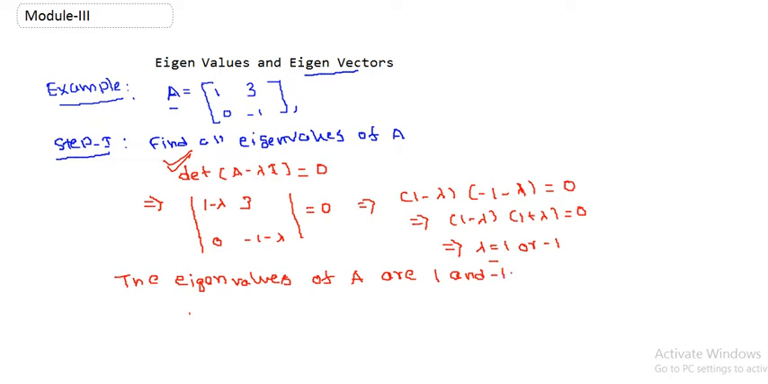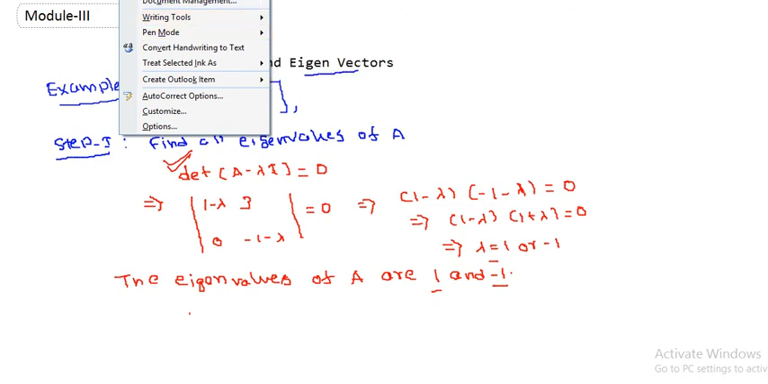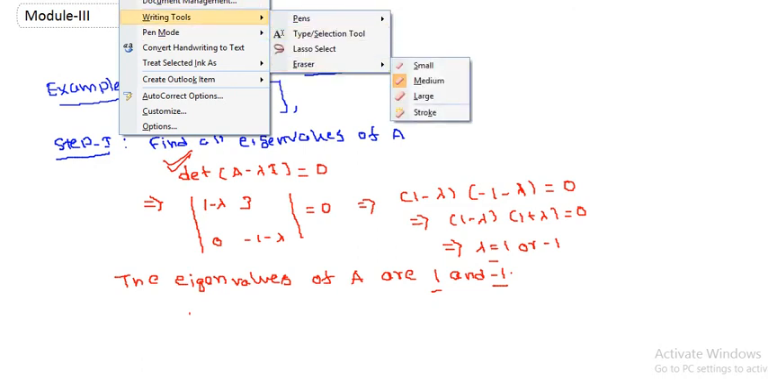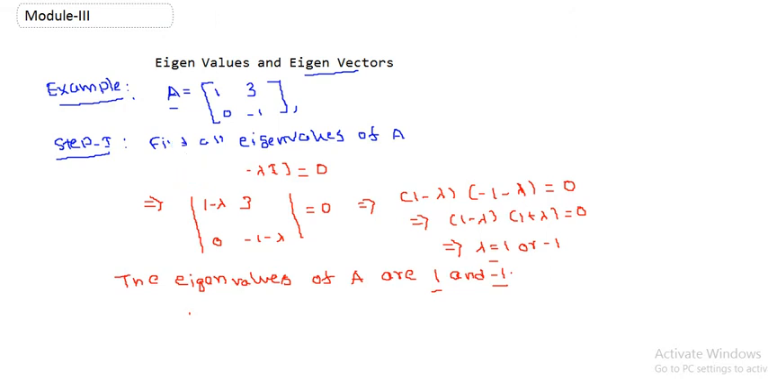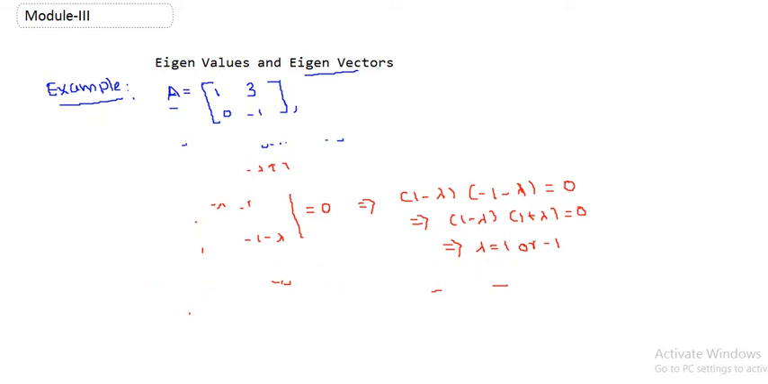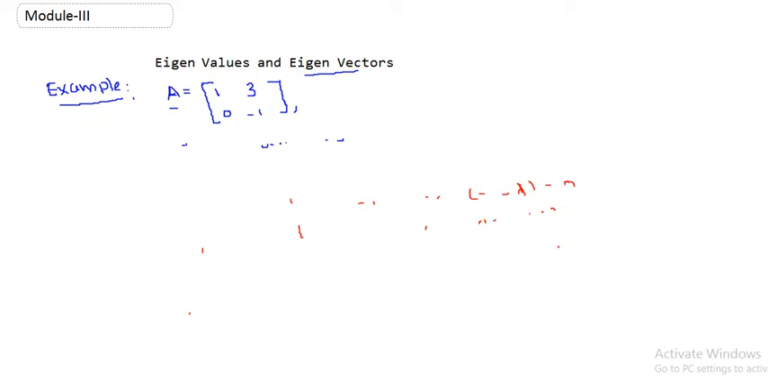Now corresponding to the eigenvalue 1 we are going to find the eigenvectors. We are also going to find the eigenvectors corresponding to the eigenvalue minus 1. So let's do step 2. First let me erase this part. Step 1 is clear: we found that 1 and minus 1 are the only eigenvalues of the matrix A. Let's find the eigenvectors.